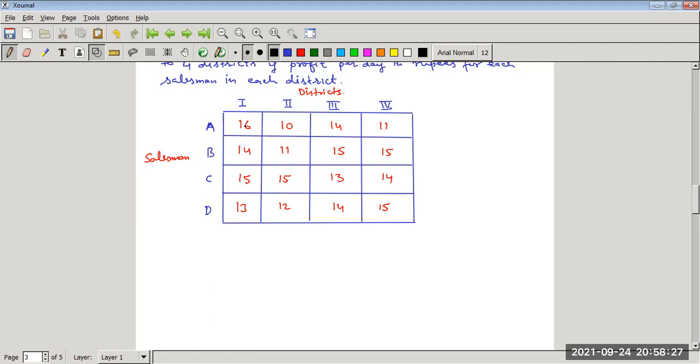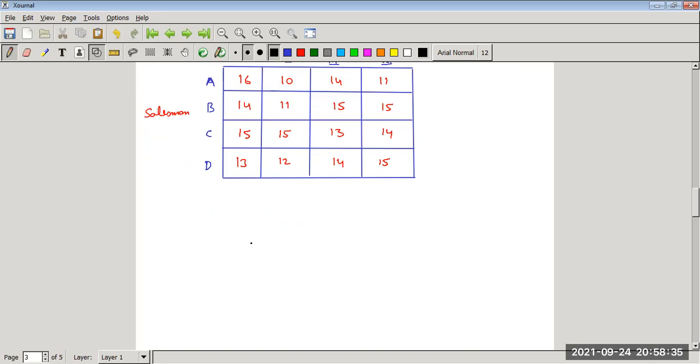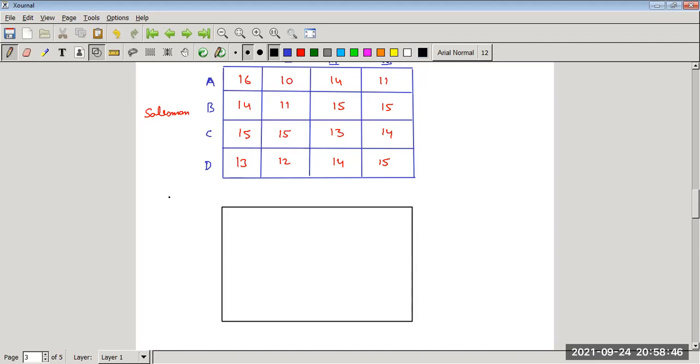It is 16. तो हम क्या करेंगे, सारे मैट्रिक्स की जितने भी एलिमेंट्स हैं उनको 16 में से माइनस करेंगे. So we find the reduced loss matrix. So we first convert it into the loss matrix by subtracting the maximum element.